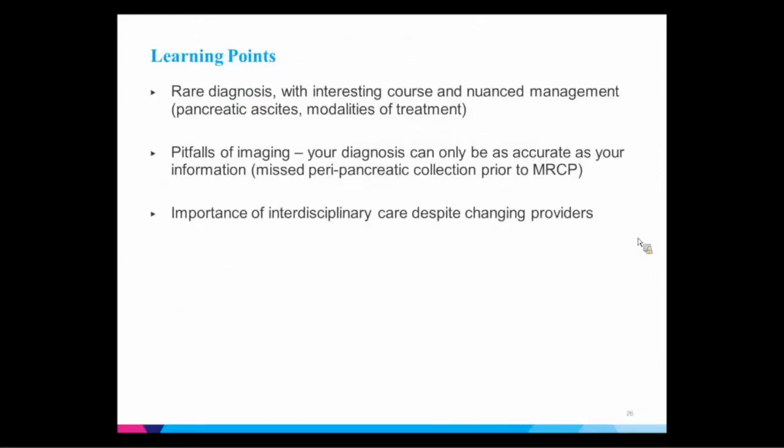So to recap learning points, I went a little over time. Just remember, this is a rare diagnosis with an interesting course and a nuanced management plan. And then think about pitfalls of imaging. We were so shocked when we went down to radiology to look at all of these, and in looking through it, we realized the actual problem was, at least on our first imaging, he had this huge cyst and we just couldn't see it because of the streak artifact. And there was a lot of interdisciplinary care along the way, especially as teams changed over, and it helped that I rotated back on. So I liked working with him.